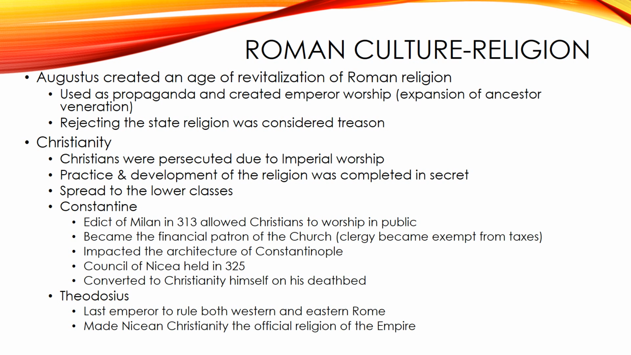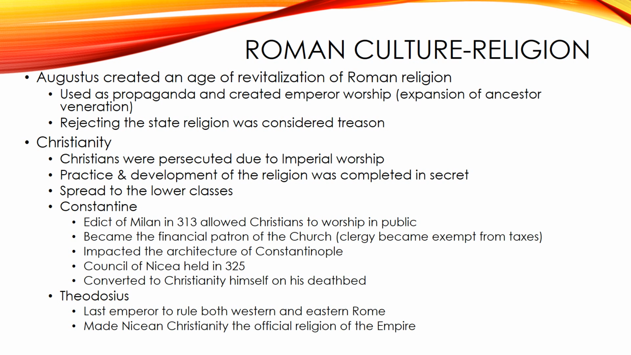The practice and development of Christianity was completed in secret through most of Roman history. However, the religion, because of its universalizing aspects, spreads to the lower classes. Constantine is going to become a patron of Christianity. He issues the Edict of Milan in 313, which allows Christians to worship in public, and then he starts building churches, and he allows the creation of these churches.